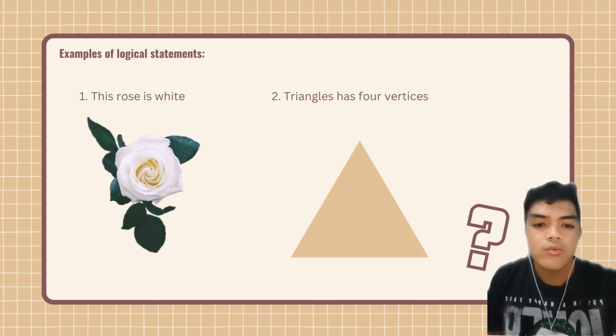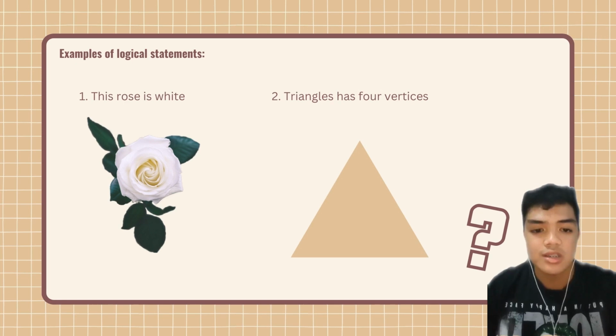So number 2. The triangle has 4 vertices. This statement is also a type of declarative sentence. So this sentence is true because the triangle has 4 vertices.